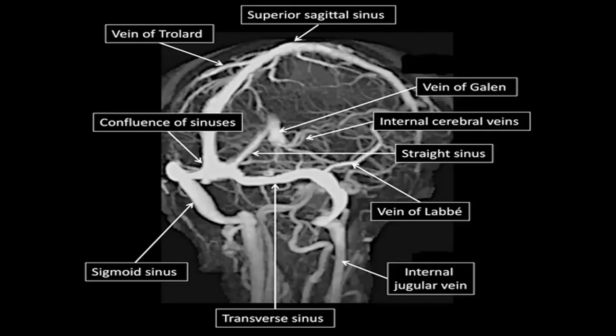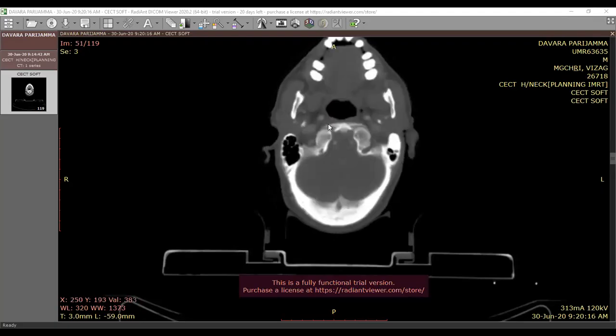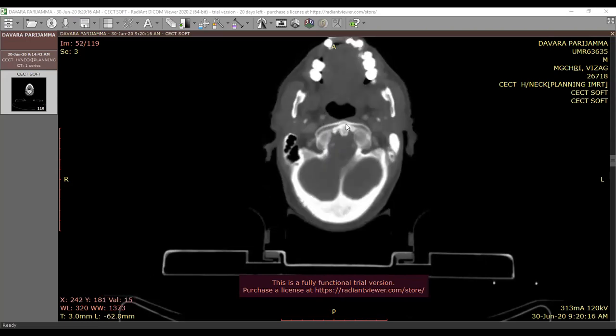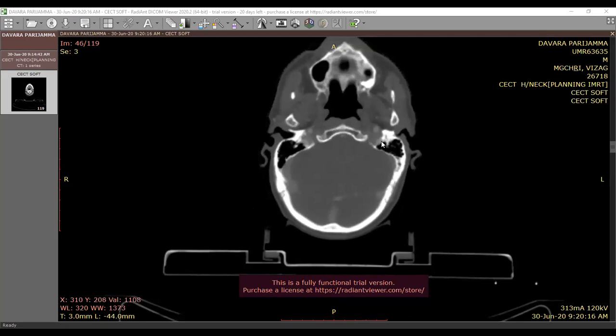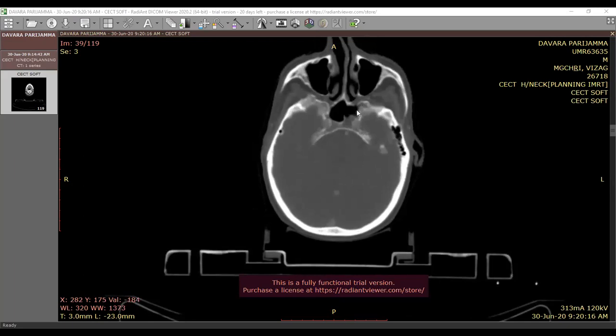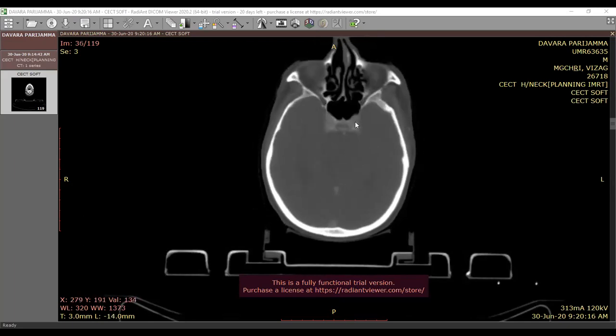I'm going to talk about some of these directly. You can see here the internal carotid artery. It is going to the carotid canal, then the foramen lacerum. You can see the cavernous sinus here, from the transverse sigmoid sinus. This is the cavernous sinus.